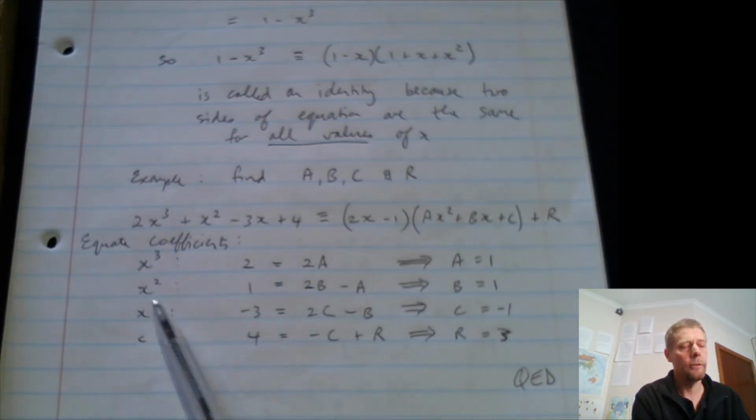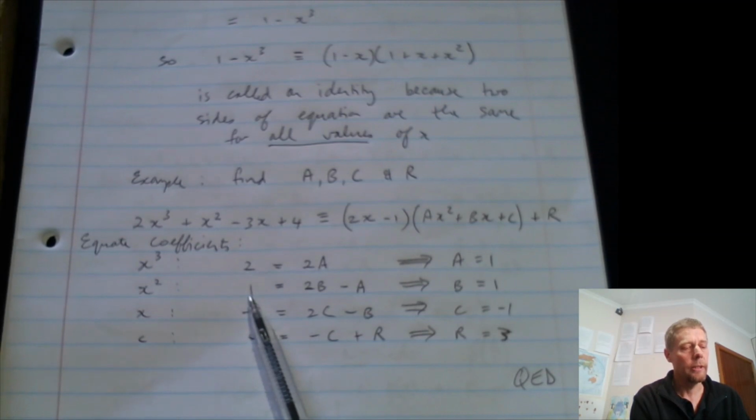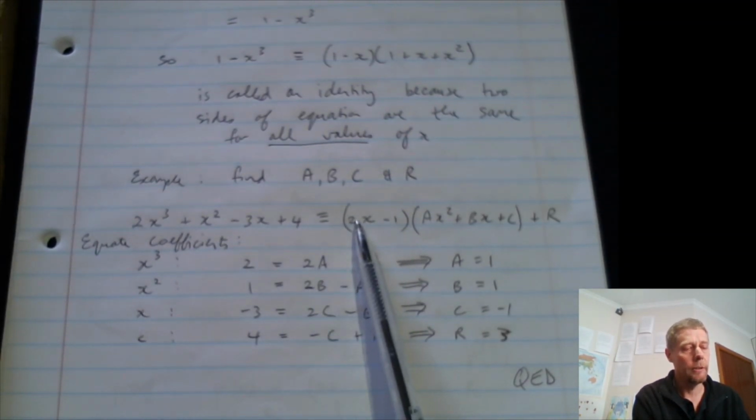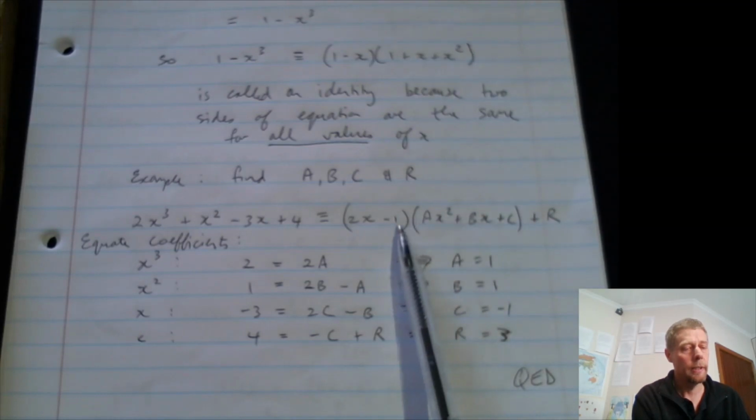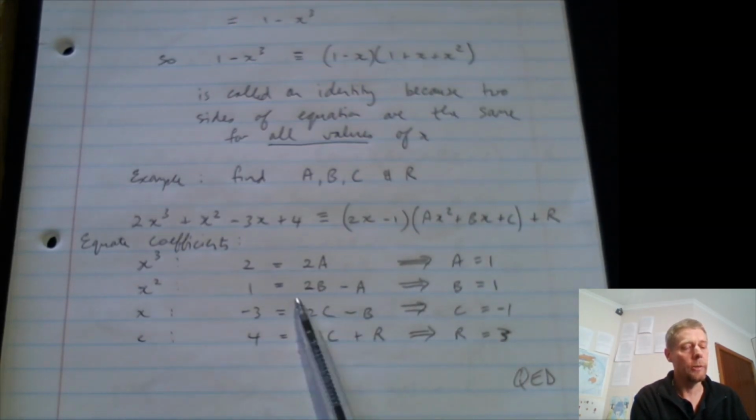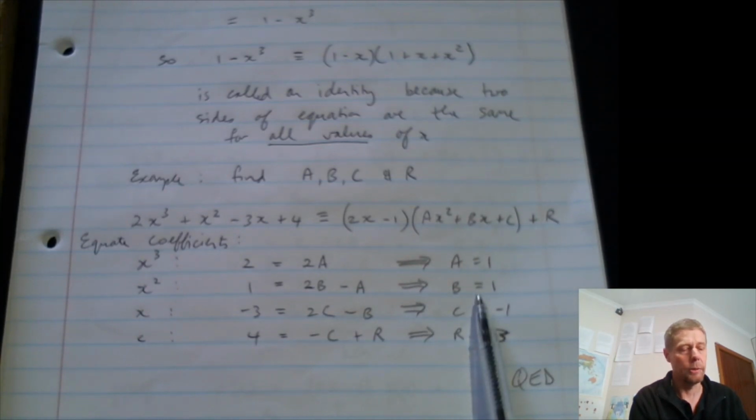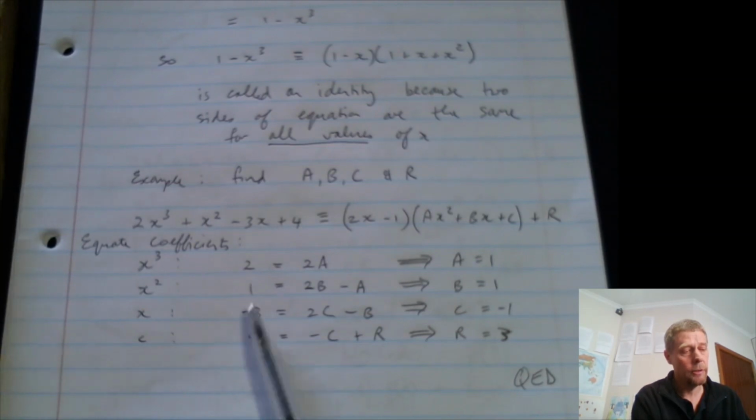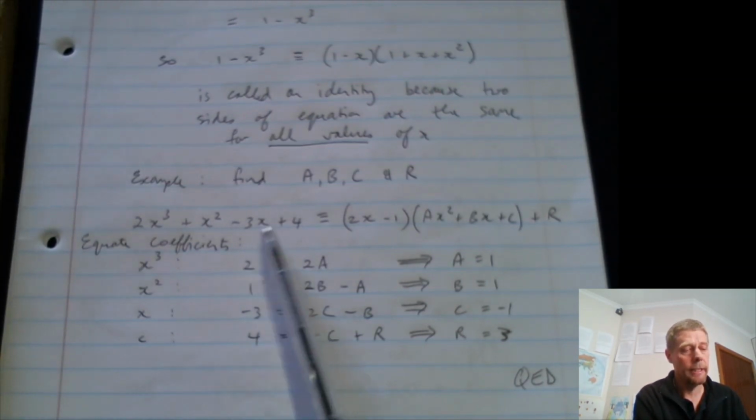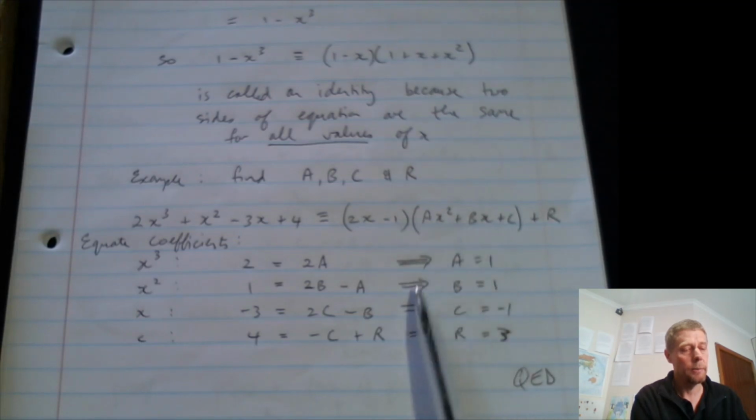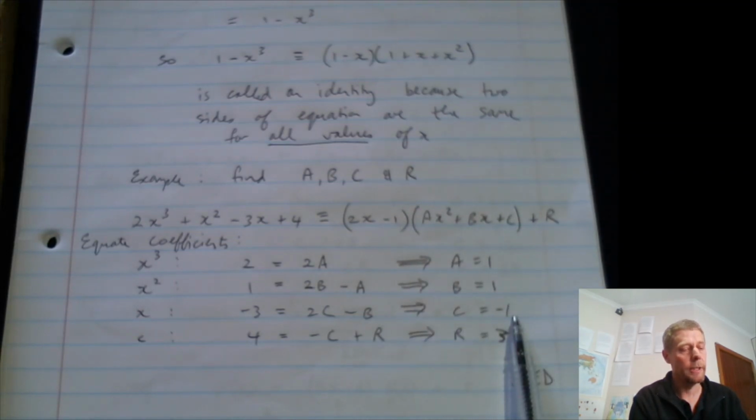If we look at the coefficient of the x squared, on the left hand side there's 1, and on the right hand side it's made up of 2b and minus a. But we already worked out a, so we can use that to find b is also equal to 1. And so it goes. Our x coefficient is minus 3 on the left hand side, and it's made up of 2c and minus b. And then again we can find c is minus 1.